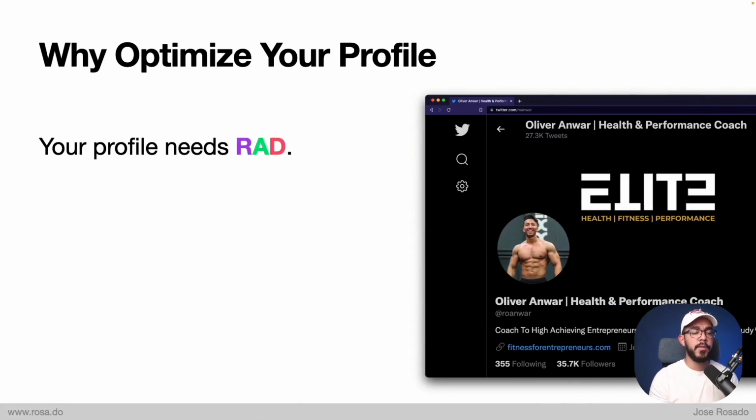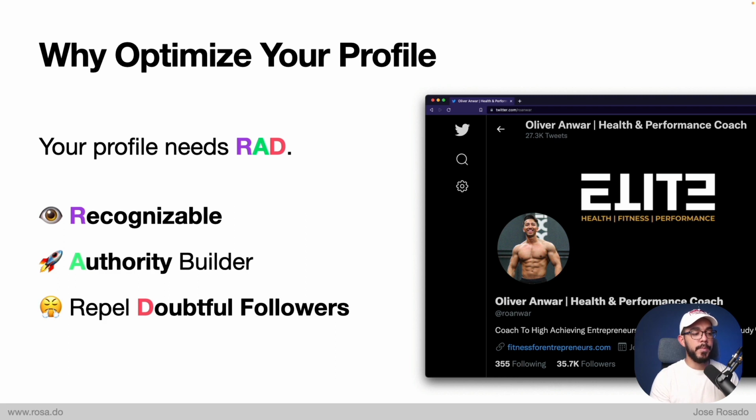First of all, your profile needs to be RAD. And RAD is just an acronym for Recognizable, Authority Builder, and Repel Doubtful Followers. The reason I talk about RAD is because I want people to see your account and follow you quickly by giving them something recognizable like your profile photo and adding some kind of authority builder in your biography that also repels the doubtful haters. You'll get more followers overnight, basically.